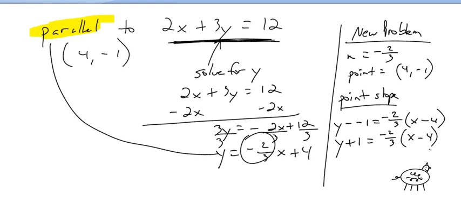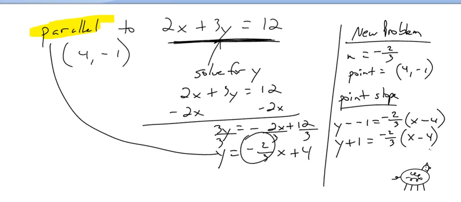All right, so remember, if you see the word parallel, you pull the slope off. That's all you're doing. You pull the slope off that equation, and then it's like the old days where you put it in point slope form or y-intercept form. Okay, but that's all you're doing. You got to solve for y first in order to do that.